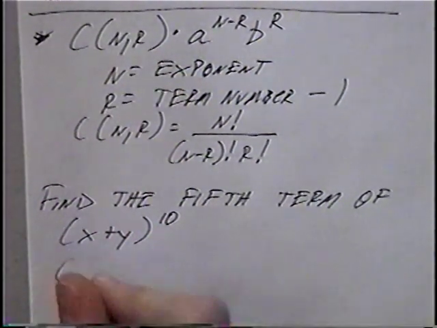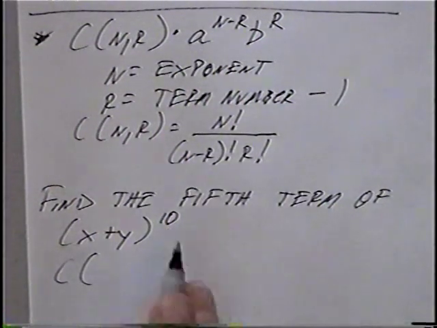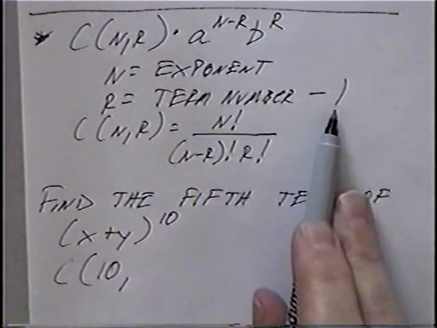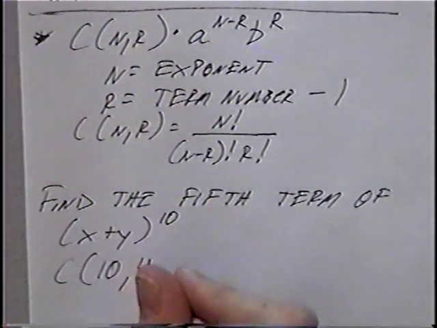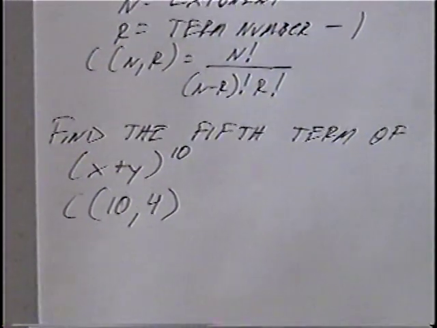For this question we have combination n comma r. N again is the exponent in the question, which would be 10. R is the term number. We're looking for the fifth term, but term number minus 1, which would be 4. So we'll have combination 10 comma 4.